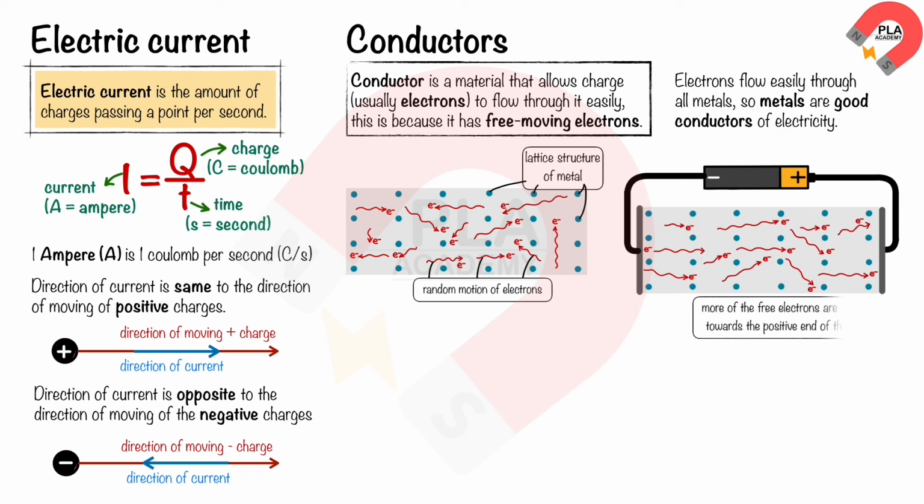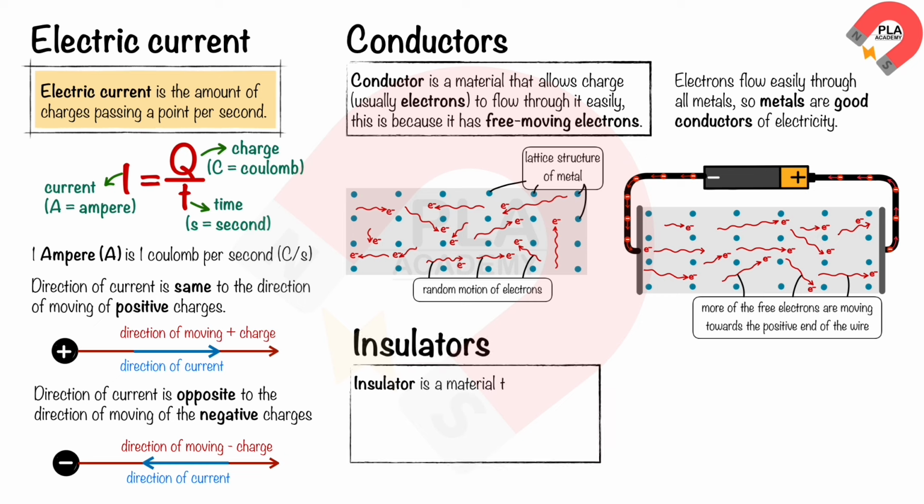If, however, a cell or battery is connected across the conductor, more of the electrons now flow in the direction away from the negative terminal and towards the positive terminal. We say there is now a net flow of charge. This flow of charge is what we call an electric current, and its direction is from positive to negative terminal. The greater the flow of charge, the greater the electric current.